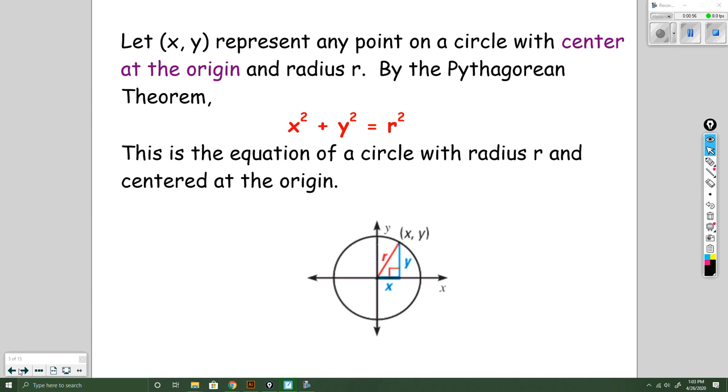Alright, let's let (x, y), just some point, represent any point on a circle with the center at the origin and radius r. By the Pythagorean theorem, x squared plus y squared equals r squared. And that's how we could form the equation of a circle where the radius is r and the circle is centered about the origin.